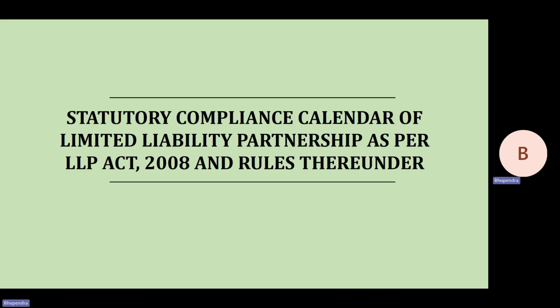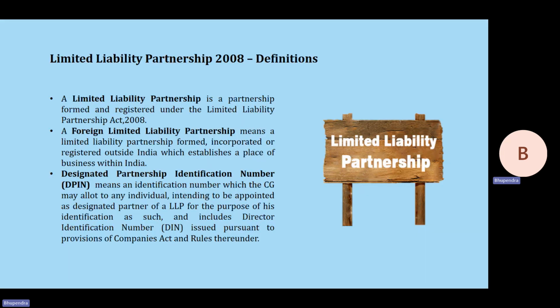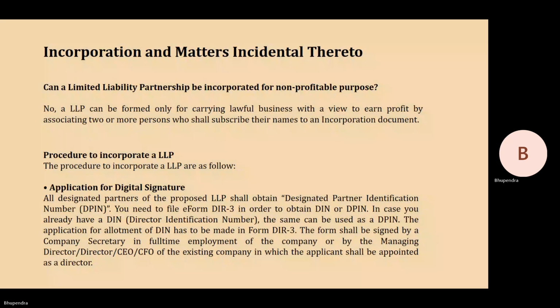For the purpose of incorporation, one has to obtain the digital signature, which is abbreviated as DPIN or DIN, and for this purpose we need to file form DIR3. Now moving further, we need to reserve our name. For the reservation of the name, LLP, Limited Liability Partnership, reserve unique name.